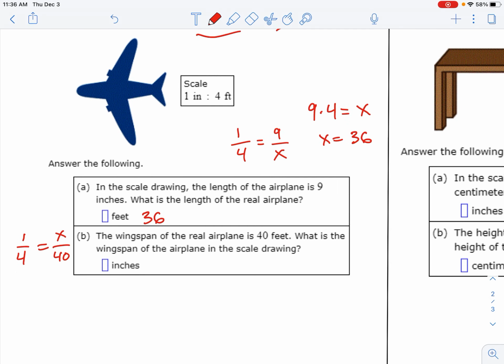The wingspan of the real airplane is 40 feet. What is the wingspan of the airplane in the scale drawing? Again, the feet was on the bottom, so I'm going to keep that 40 on the bottom, and I'll put my x on top to find the inches. So I'll have 1 times 40 when I cross multiply. So 1 times 40 is 40. And then I'll have 4 times x, which is 4x. That must mean x equals 10.